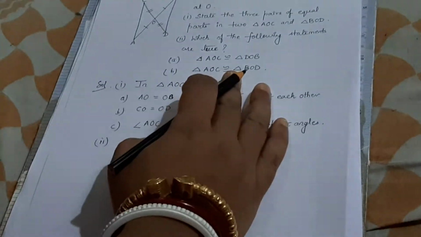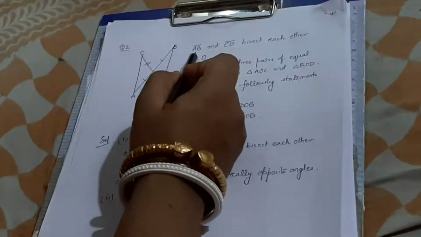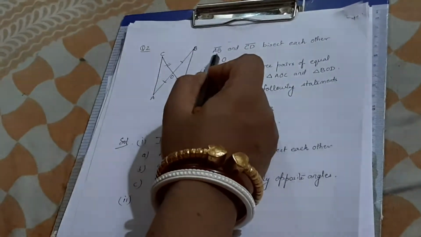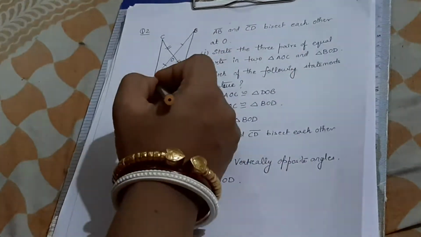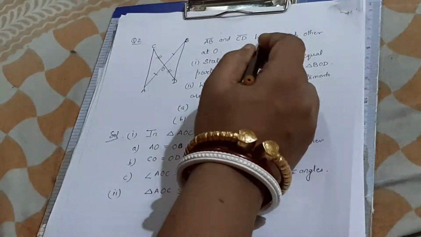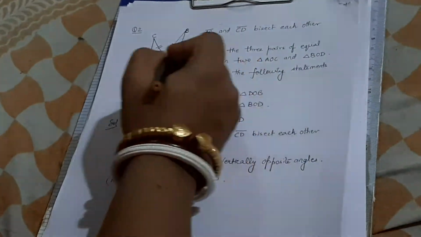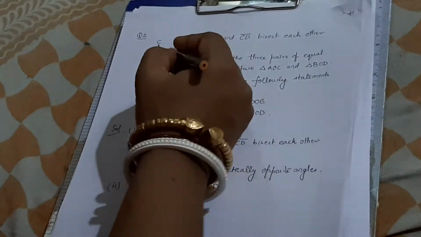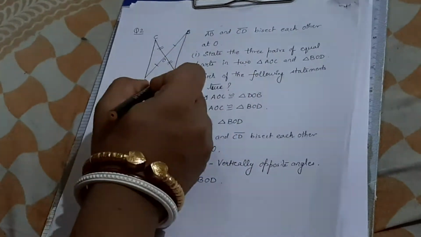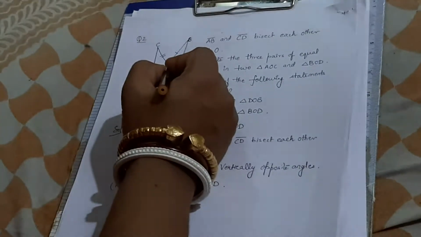Question number 2. This is the figure, and the question given is: AB and CD, line segment AB and line segment CD, bisect each other at O. Bisect का मतलब होता है दो equal भागों में बांटना. Clear? So AB and CD are getting bisected at point O. मतलब AB दो equal parts में बट रहा है और CD भी दो equal parts में बट रहा है, because of this point O.